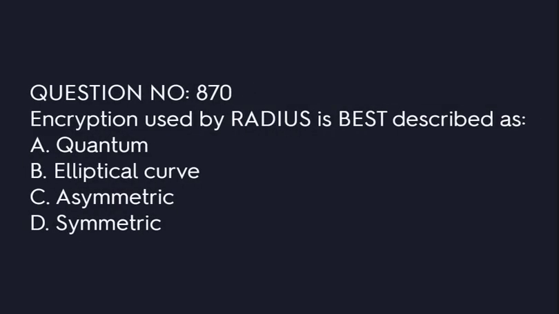Question number 870. Encryption used by RADIUS is best described as A. Quantum. B. Elliptical curve. C. Asymmetric. D. Symmetric. D.